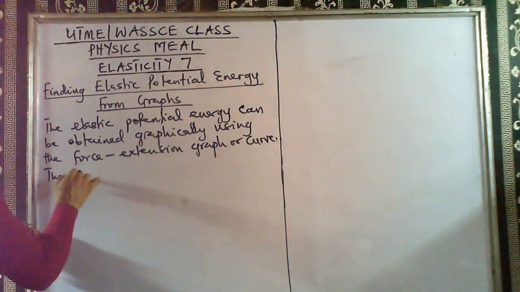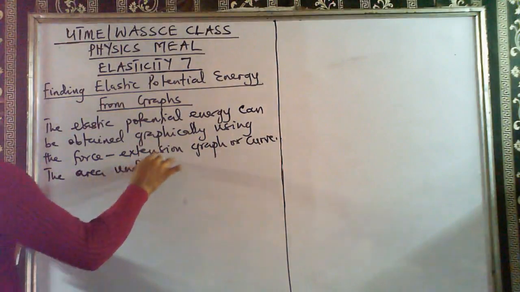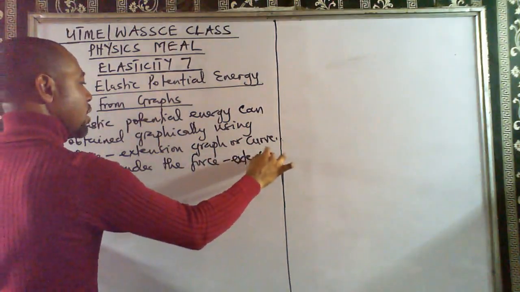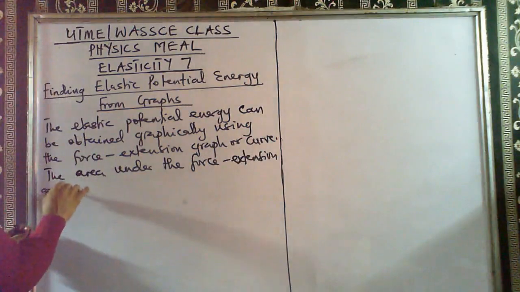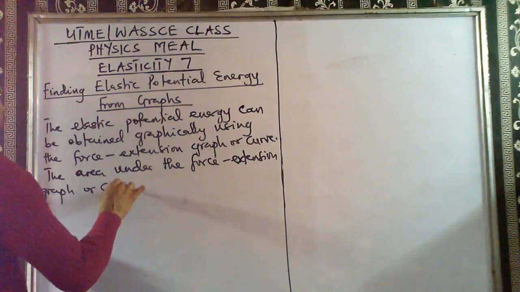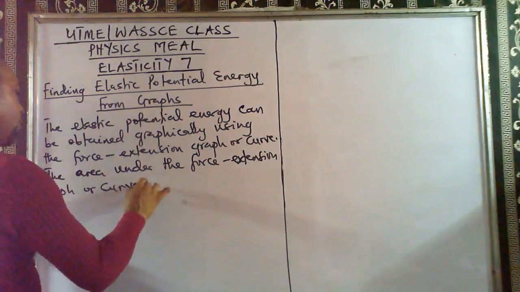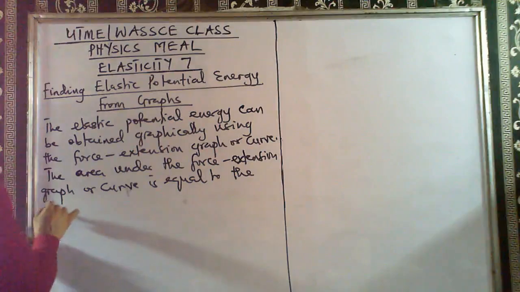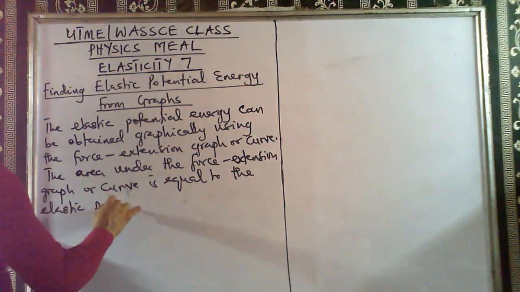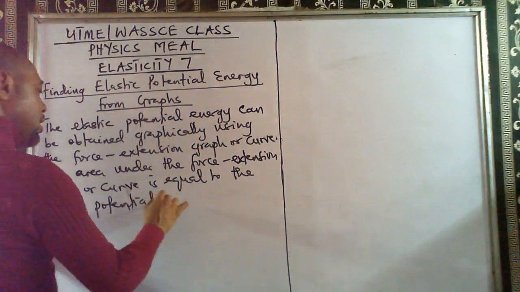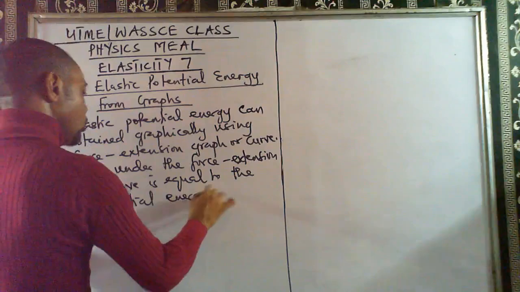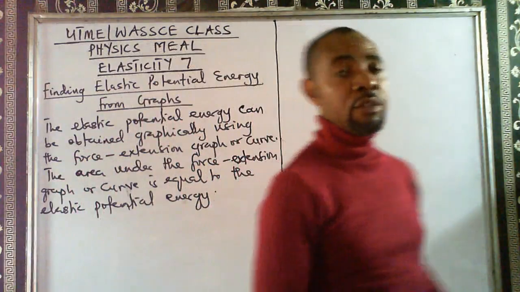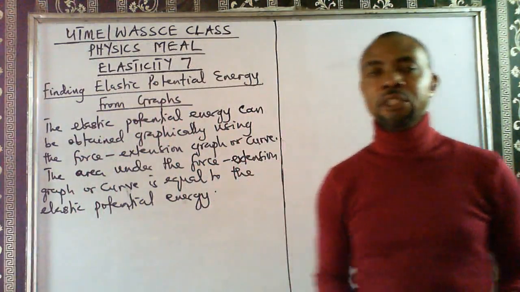How can I use the force extension graph to obtain the elastic potential energy? The area under the force extension graph or curve is equal to the elastic potential energy. So the area under the force extension graph or curve is equal to the elastic potential energy.